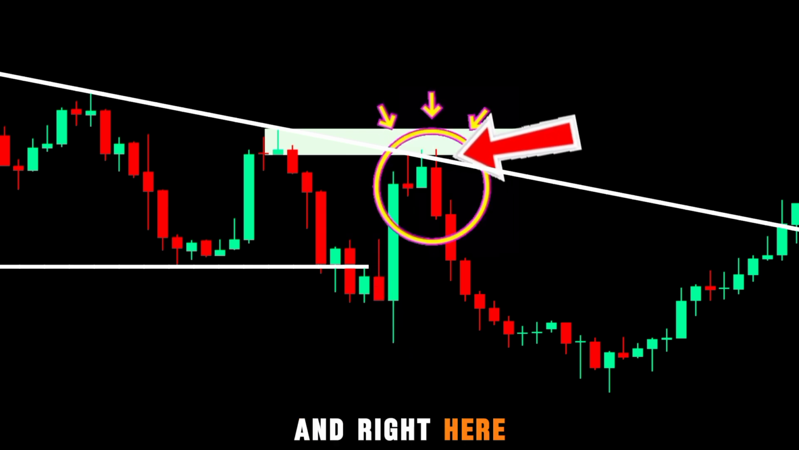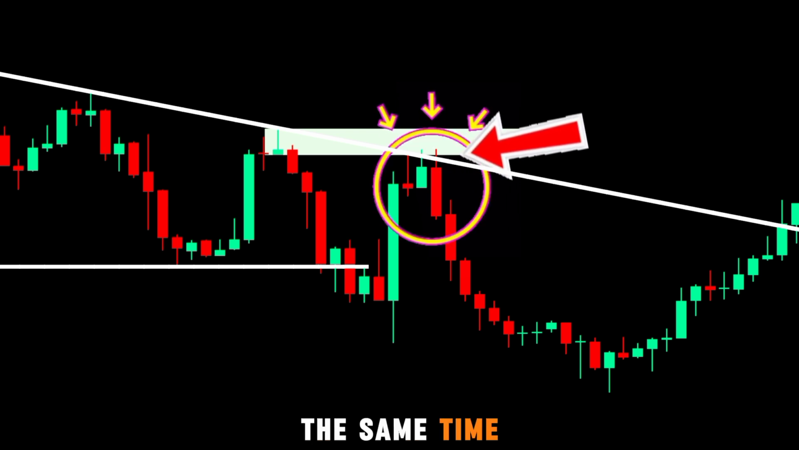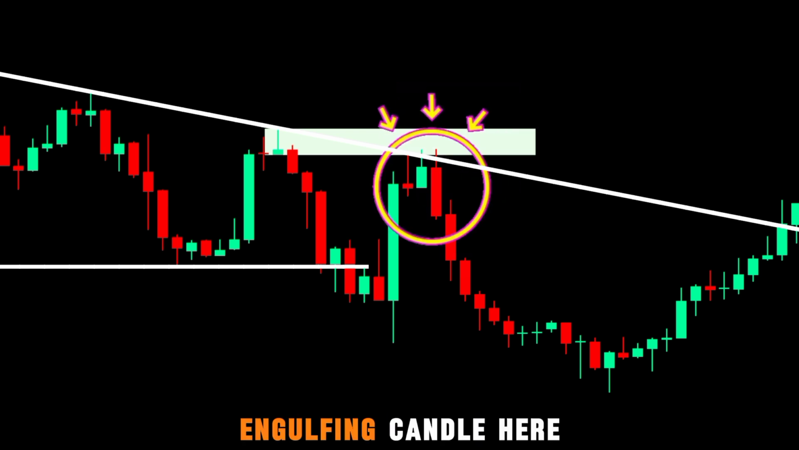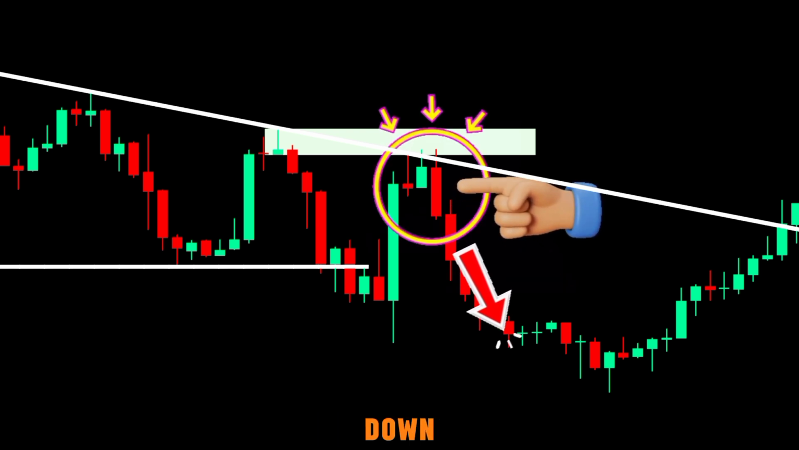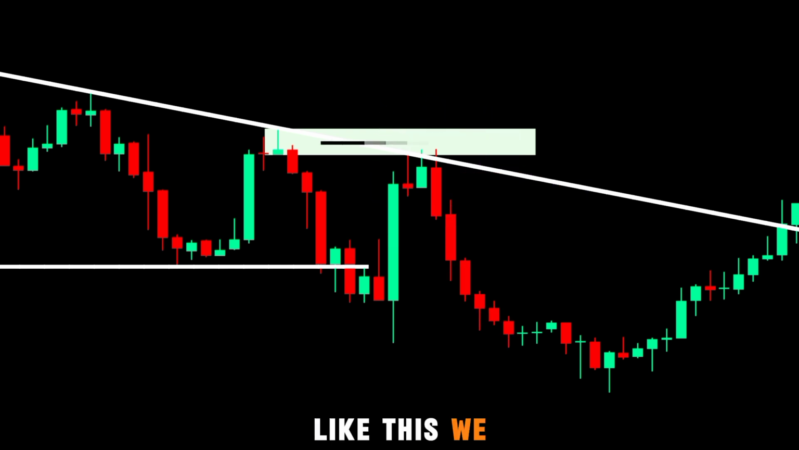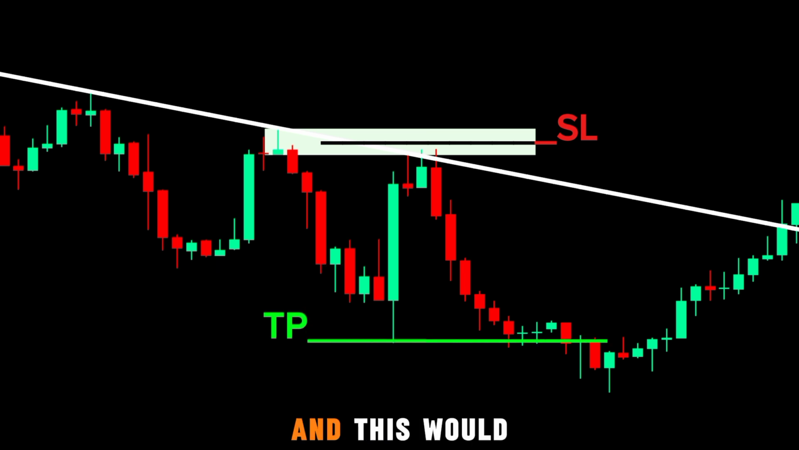And right here, you can see the market touching the trend line and the order block zone at the same time. And then we have our bearish engulfing candle here. And from there, the market moved down. In a case like this, we place our stop loss above the engulfing candle and our take profit target at the next low. And this would have been a wonderful trade with lots of profits. Now, let's see another example of this strategy on the chart.